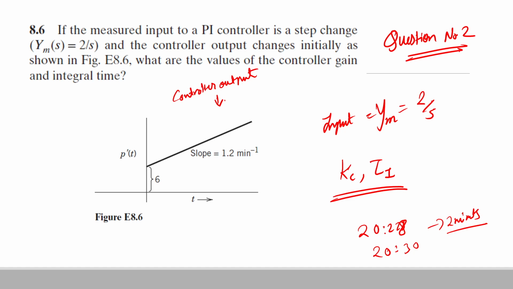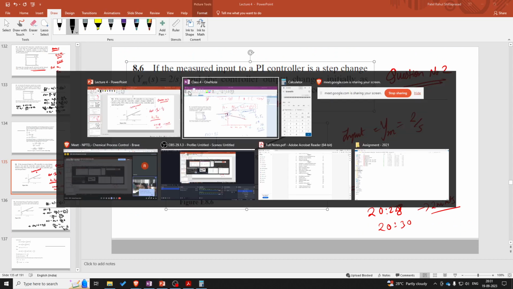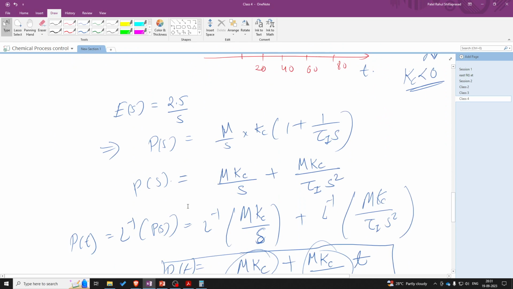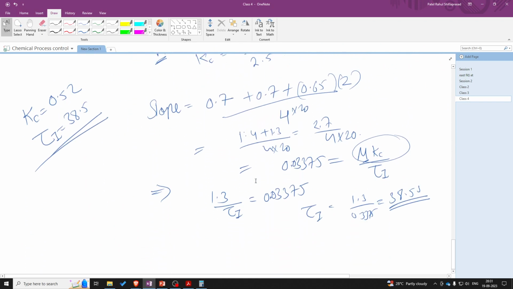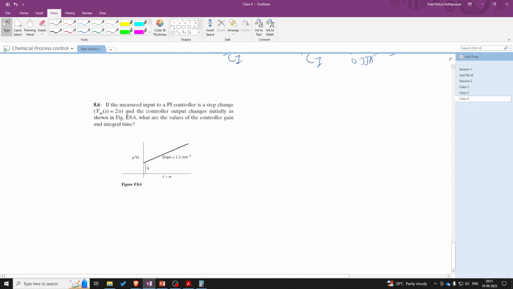So let's solve this question. Again, this is very similar to the previous question. In the earlier question, we were given the data, we constructed the graph and then calculated the generalized equation, and on the basis of that, we calculated the slope and basically the gain. Now over here, we can see that we have been given an input of 2 by s.